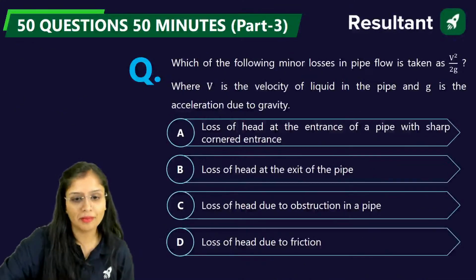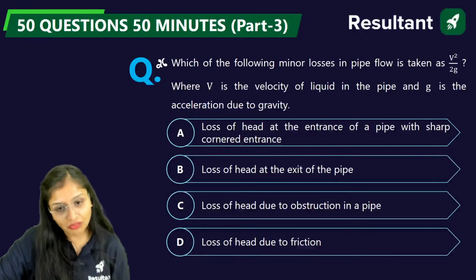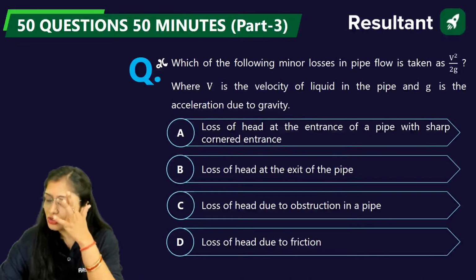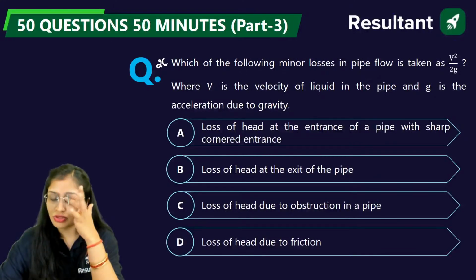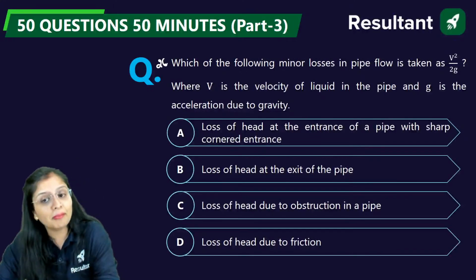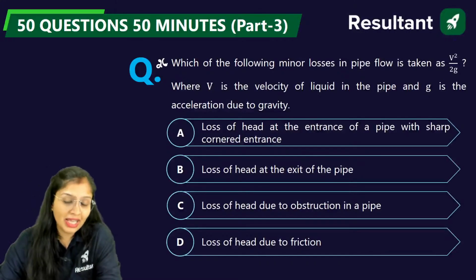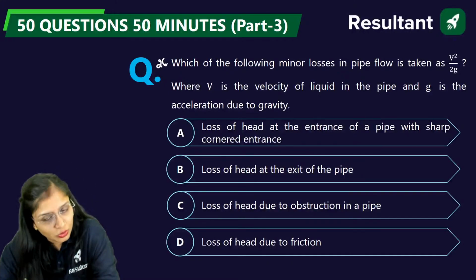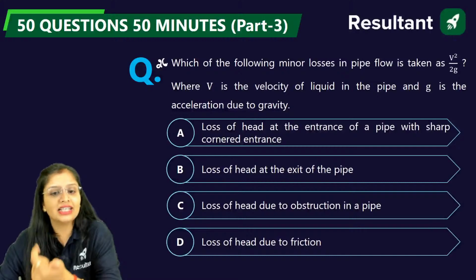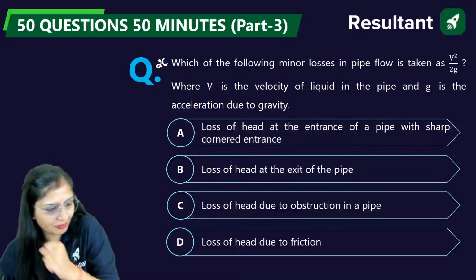Now 26th. The formula is given to you and it is asking for which this formula is used. Which of the following minor losses in pipe is taken as V square by 2G? V is the velocity and G is the acceleration due to gravity. Come on.